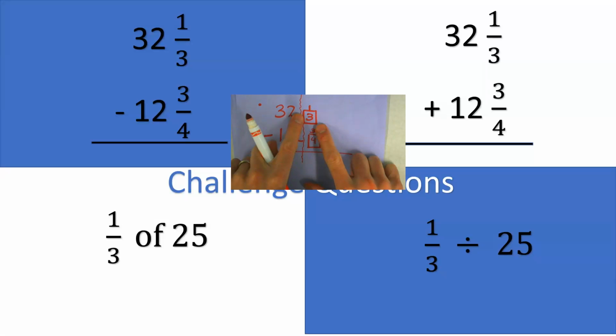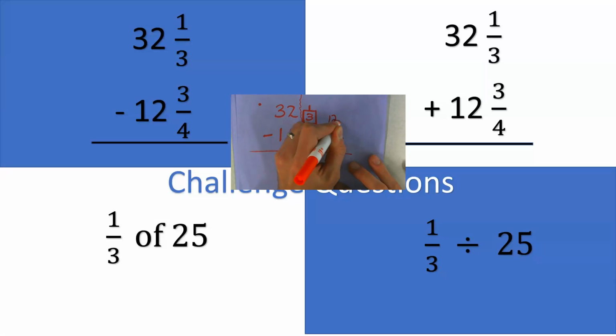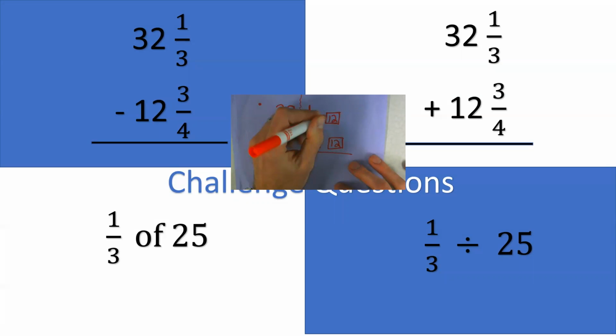The first thing that 3 and 4 can both turn into is, well, 4 can turn into 8, but 3 can't. And then 4 can turn into 12, and 3 also can. So we say 12 is the denominator that they're both going to turn into. 1/3, well, how many 3's make 12? 4. So the magic number is 4.